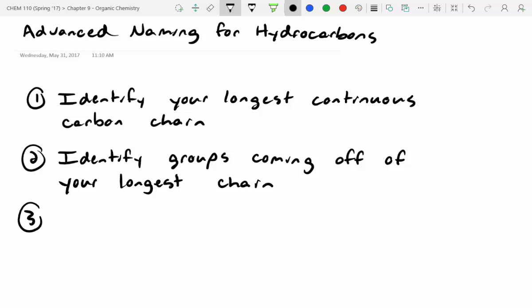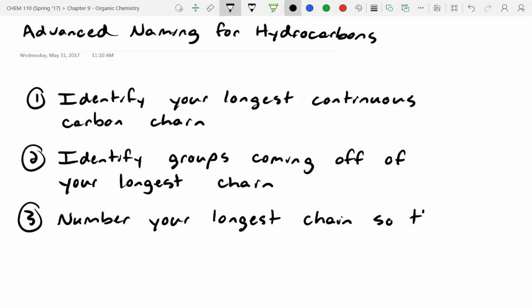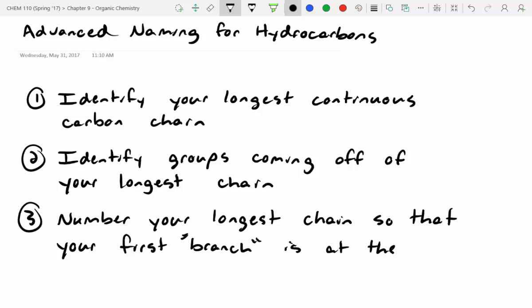And then 3 is number your longest chain, so that your first branch is at the lowest number.